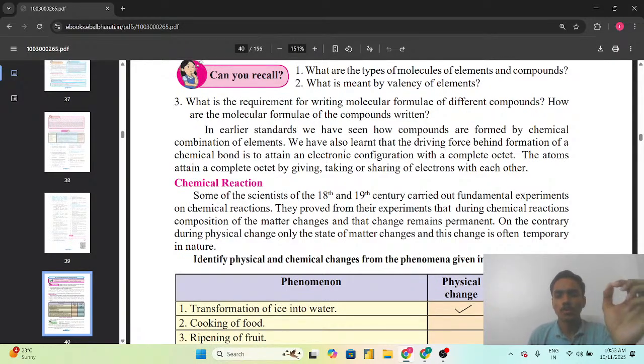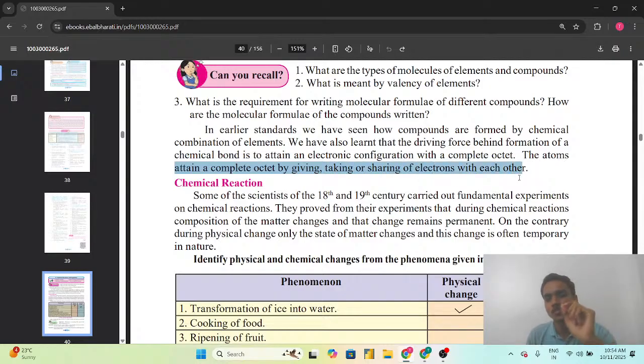to complete their octet or duplet by give and take of electrons, or by sharing of electrons. So the atoms attain a complete octet by giving, taking, or sharing of electrons with each other. That is the part that leads to the formation of ionic and covalent compounds.